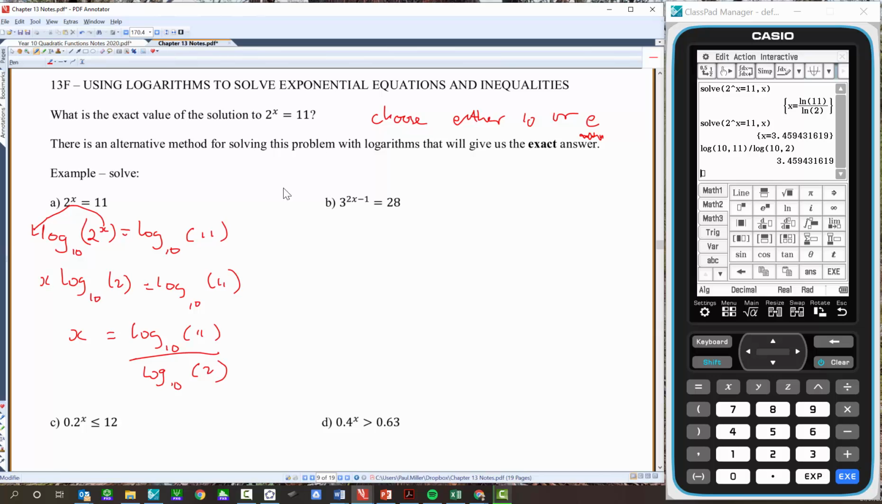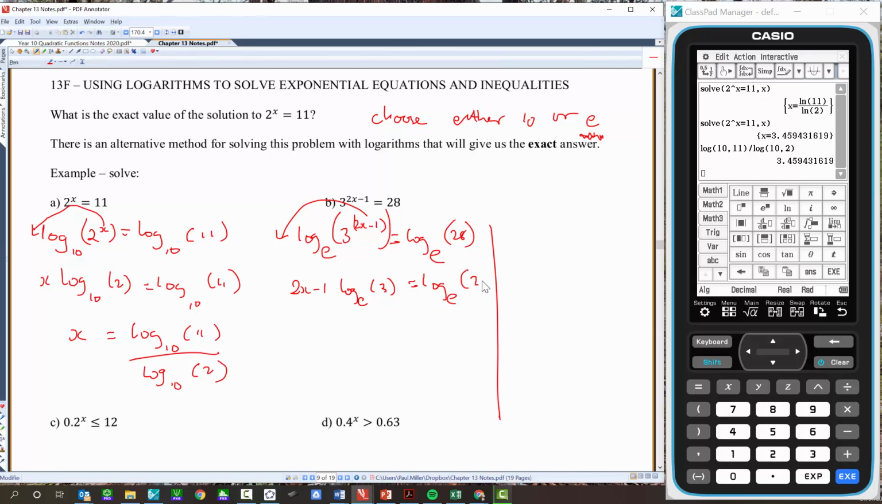Okay. All right, this one here, let's go for it on this one. I'm going to show you two ways of doing this problem. All right, so the first method will be to log both sides. Now this time I'm going to go log e of 3 to the 2x take 1 equals 28. Oh no, equals log e 28. Now that equals 2x take 1, so we're going to grab that and stick that to the front. Log e 3 equals log e 28.